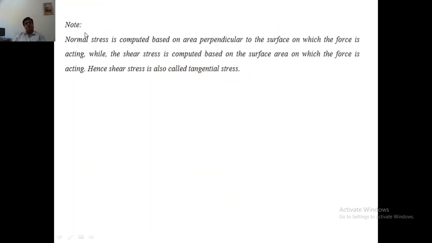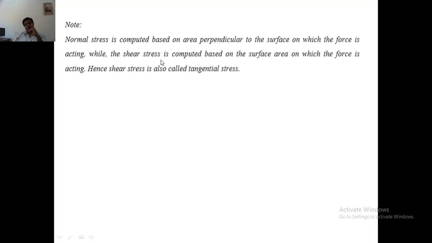So one thing you got to understand, that normal stress sigma is, I told you, which is based on the area perpendicular to the surface on which the force is acting. So the force is acting perpendicular to the surface of the element or the material, while the shear force is acting parallel to the surface of the element or the material. That's why the stress is called normal stress, because the force is acting perpendicular to the surface. When the force is acting parallel to the surface, that is called shear force.